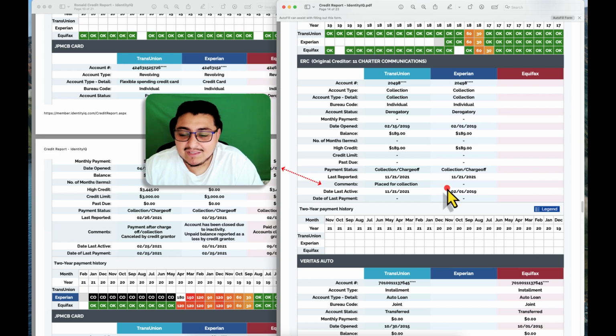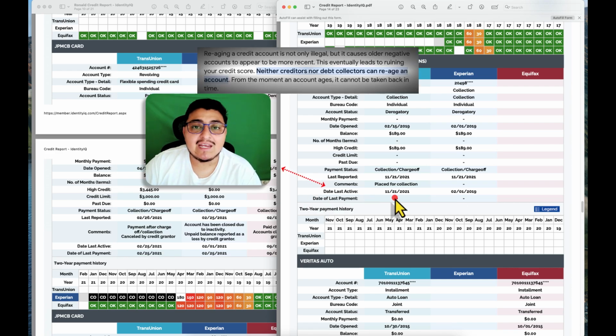Okay. But then this one is saying February 1st of 2019, 2 years before. How can that make sense? And again, guys, if you look right here, date of last payment, they don't even have that information, and they need to have this information.